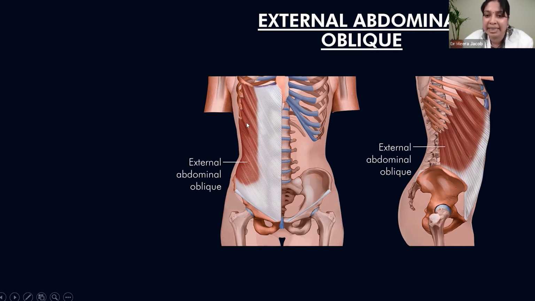So how do we identify that? You can see here the direction of fibers. The fibers are going downwards, forwards, and medially. So on the table, you see this muscle in such a way that all the fibers are directed downwards, forwards, and medially. So that is your first muscle of the abdomen, called external oblique.